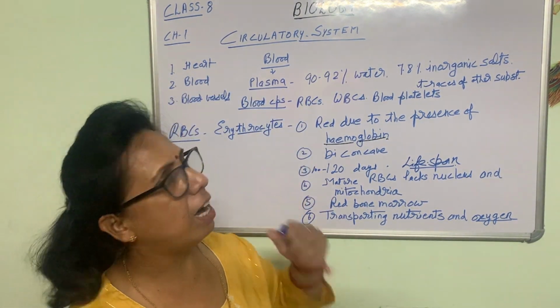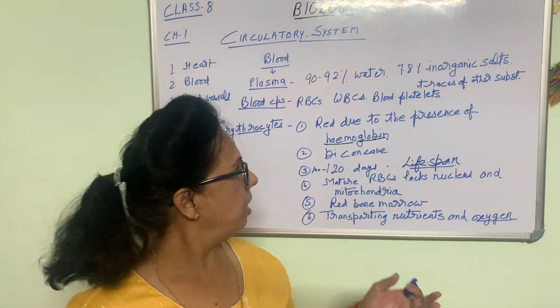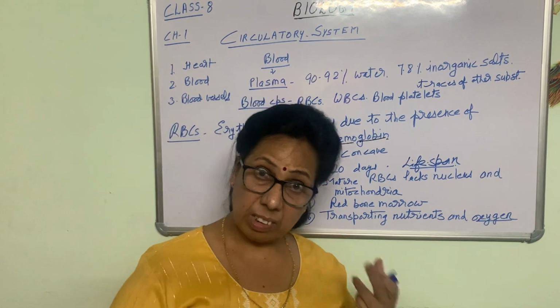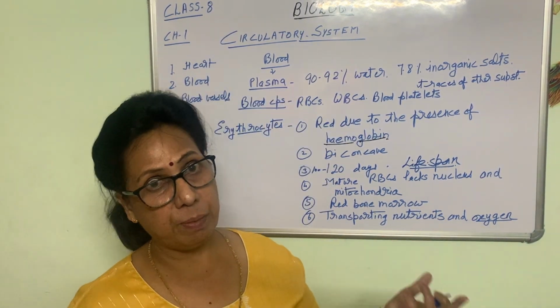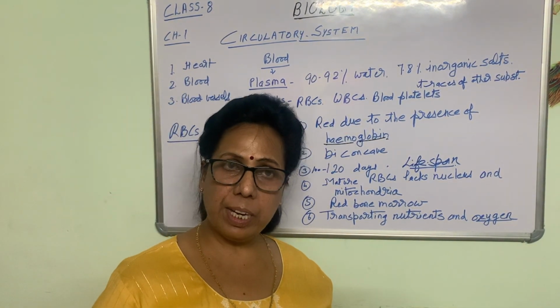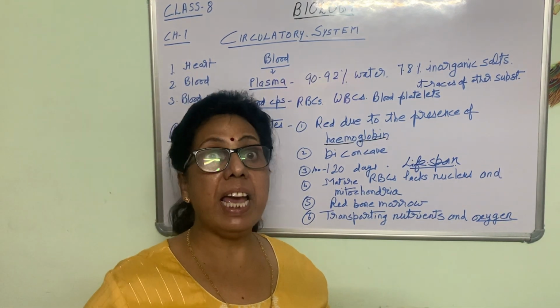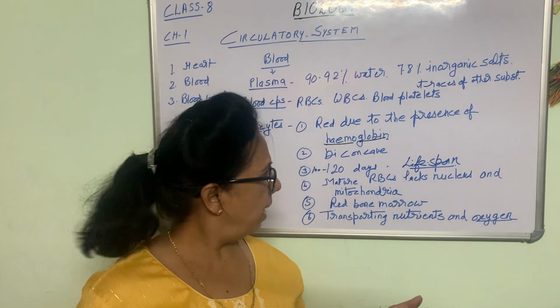The main function of RBCs or erythrocytes is to transport oxygen from the lungs to different parts of the body, and carbon dioxide from different parts of the body back to the lungs, that we exhale during the process of respiration.